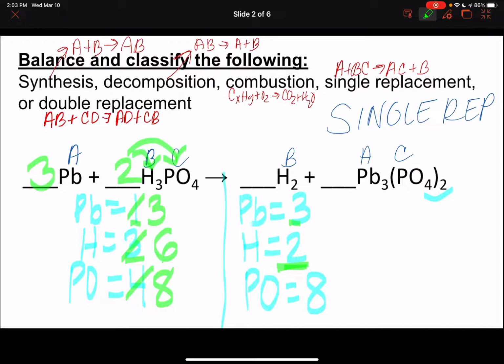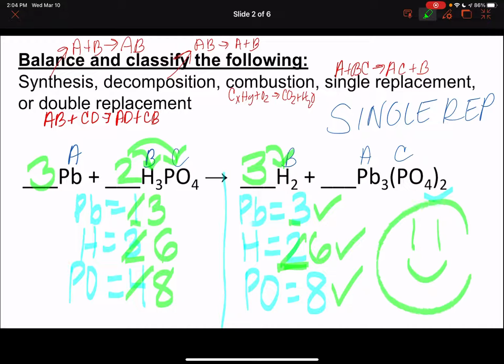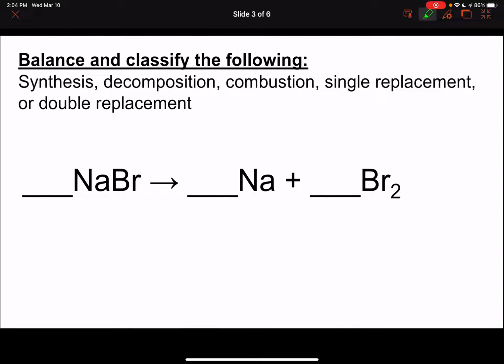So then I need to find the H. I put a 3 here. That makes it 6. And notice that we're 3, 3, 6, 6, and 8. And now we are balanced for the single replacement. Now our next one, let's take a look.